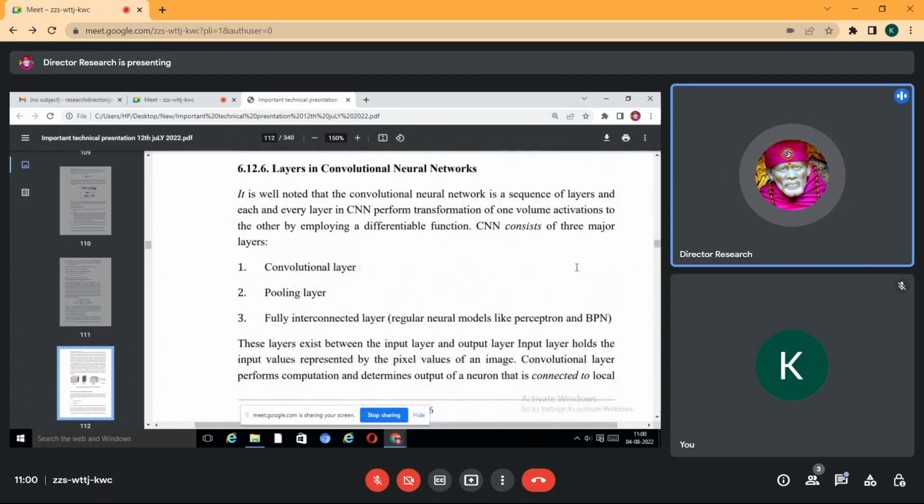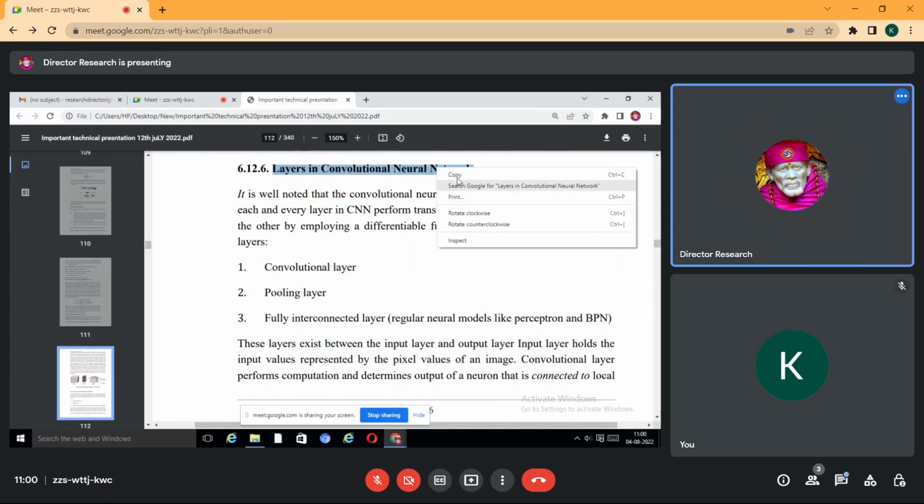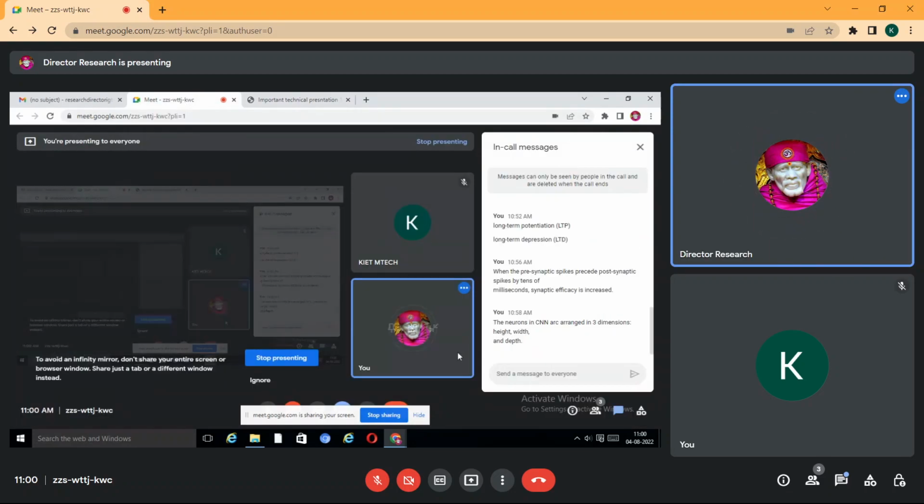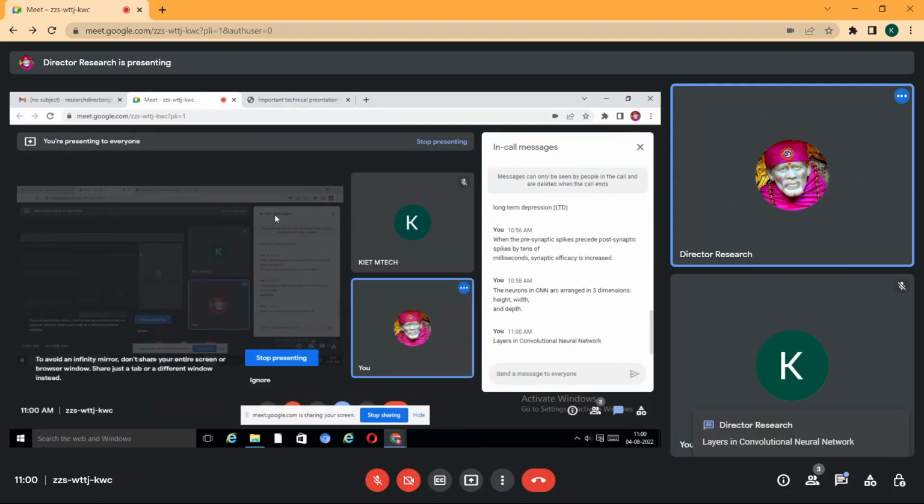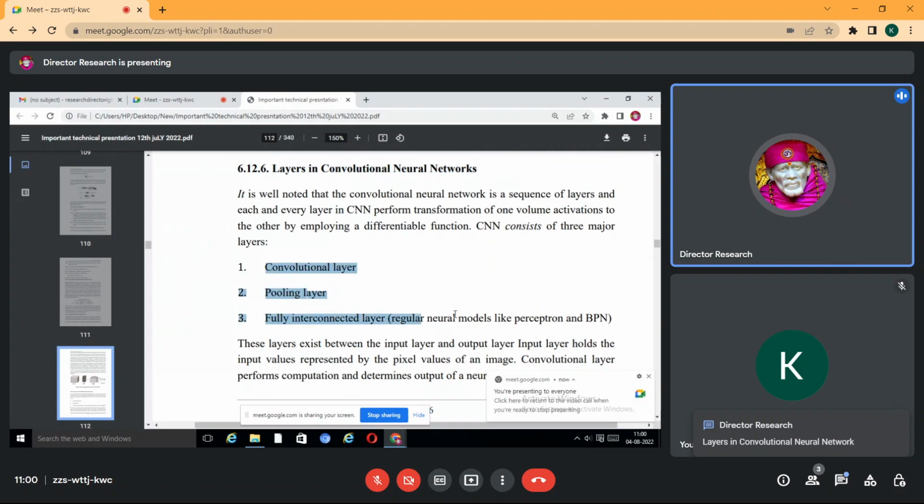Layers in convolutional networks: convolution layer, pooling layer, fully interconnected layer. Layers in convolutional networks, note this one down. In depth, I will discuss it in the next presentation, in the next class, because you should get a grip on it. I am telling you up to this, then I will discuss these things in the next coming presentation.